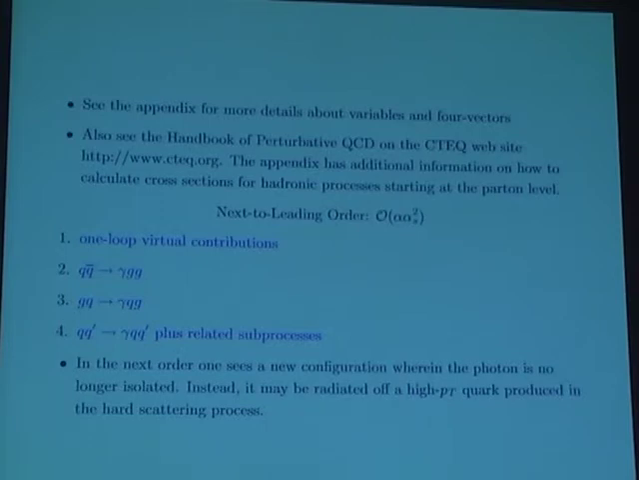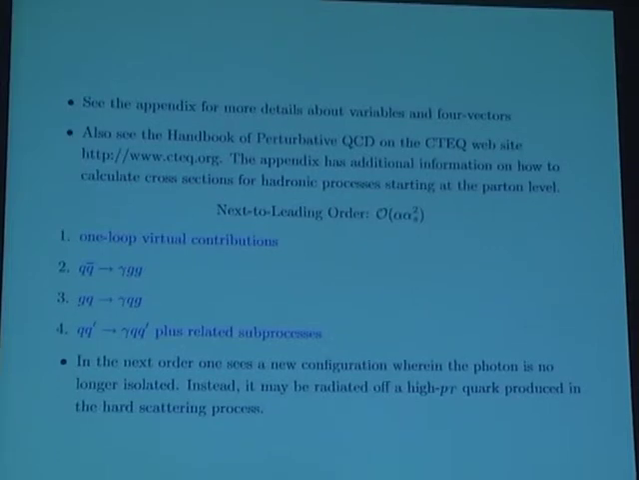Some of the details concerning variables, four-vectors, other kinematic definitions, and so on are referred to in the appendix. There's also information to be found on our website in the Handbook of Perturbative QCD. So I'm going to assume that we can go ahead and do these lowest order calculations, and ask now what would happen if you were to do a next-to-leading order calculation, that is, looking at all possible order alpha alpha_s squared subprocesses.